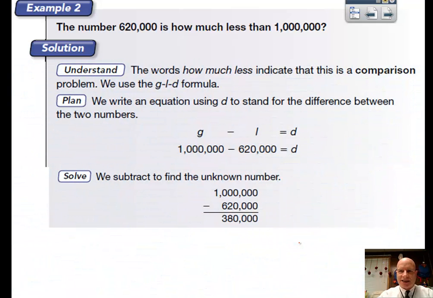The words how much less indicate that this is going to be a comparison problem. It also indicates that it's going to be a subtraction problem. So we're going to use our greater minus lesser equals our answer, in this case, the difference. In this case, we got 1 million minus 620,000 equals 380,000.